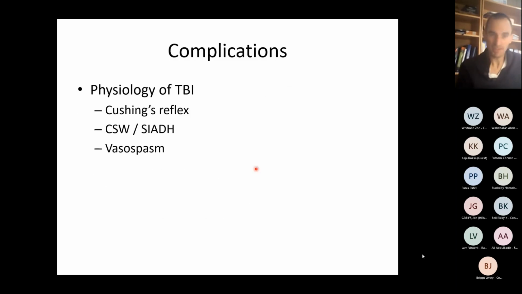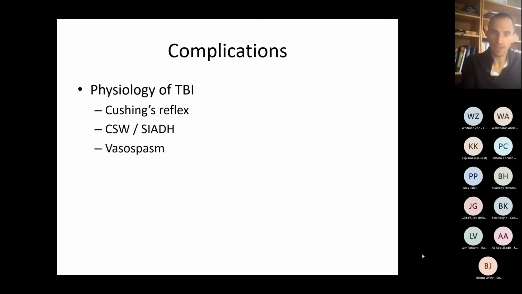Even the best managed patients develop some complications, and as part of the physiology of traumatic brain injury, there are a few things that you should be aware of and should look out for. So Cushing's reflex we'll talk about. You can get all manner of sodium abnormalities, which causes a lot of head scratching over what to do. And then vasospasm is a particular problem for subarachnoid hemorrhage.